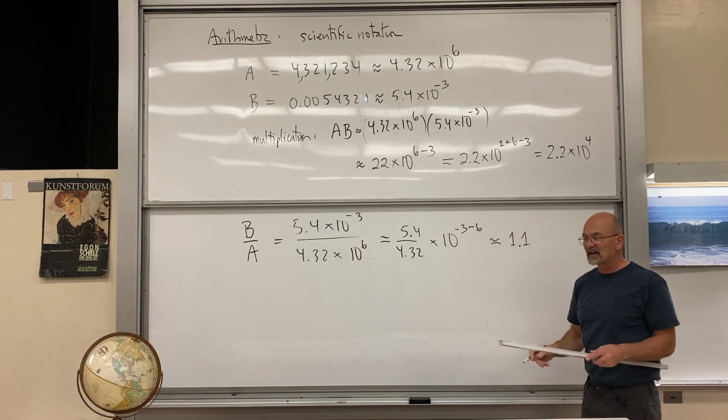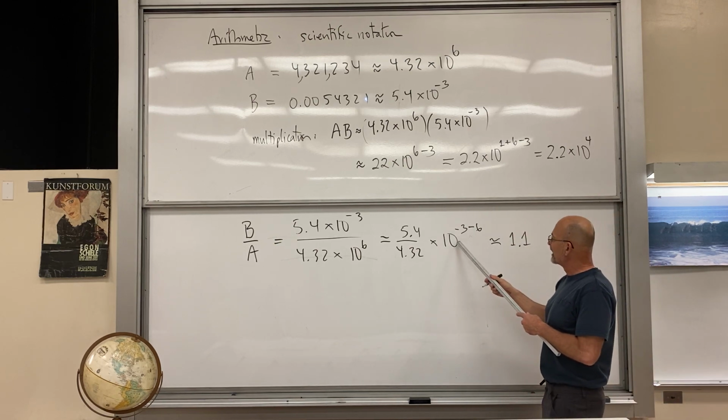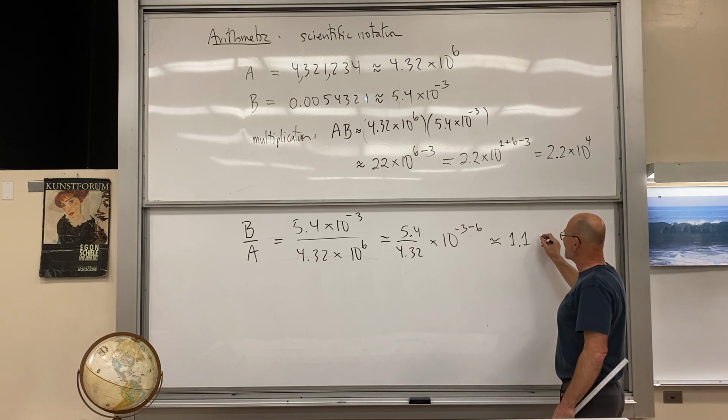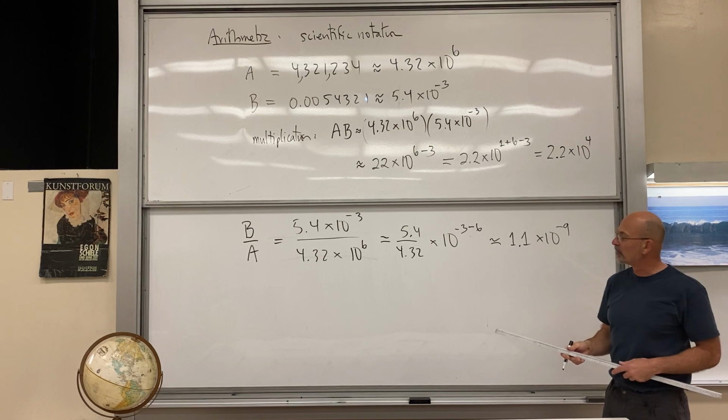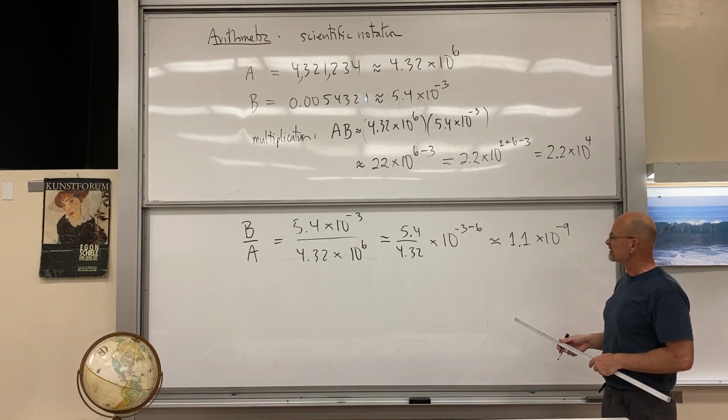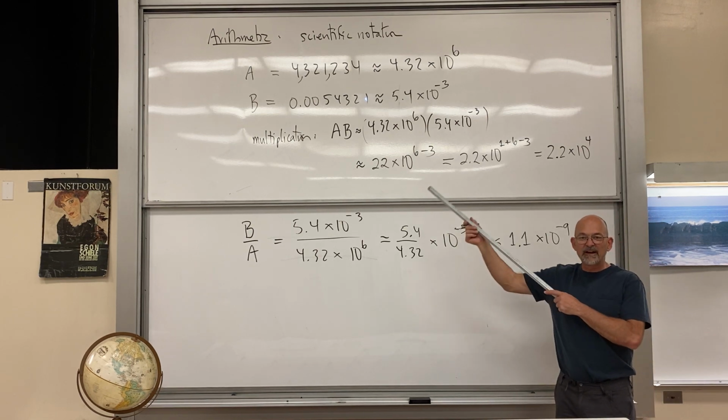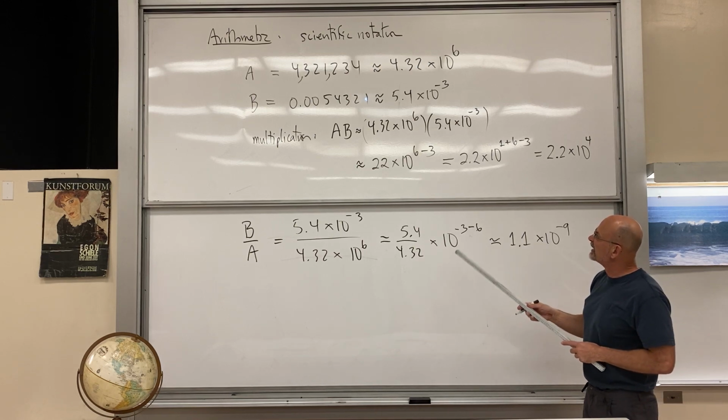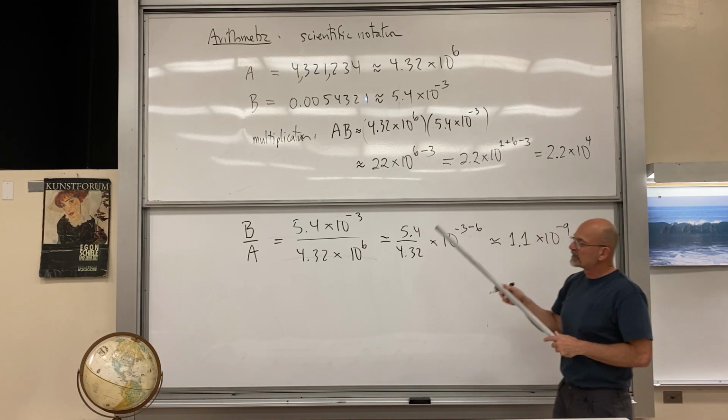You can look it up in the calculator. And then what do we have here? 10 to the minus 9. So a very small number. Okay. And that's how easy it is and how fast it goes. So we definitely need scientific notation.